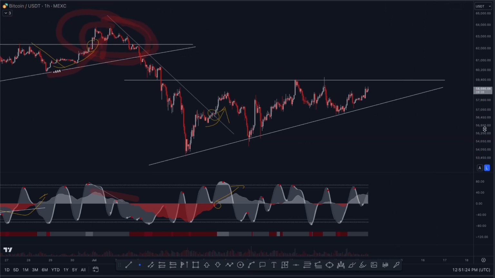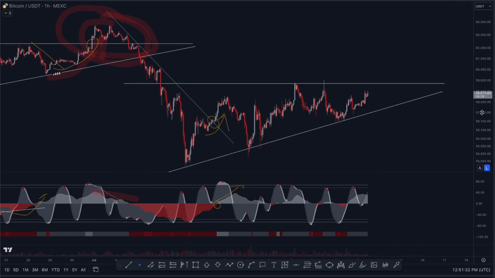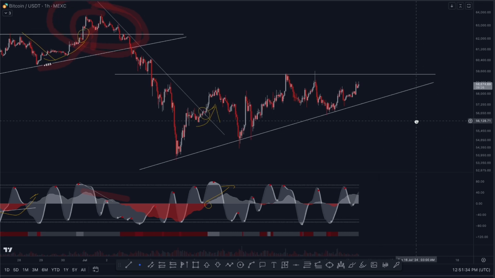An ascending triangle pattern. So for example, if I'm going to see some kind of potential upcoming divergence, even from here, I could start building my buy long position. But right now, I'm waiting.